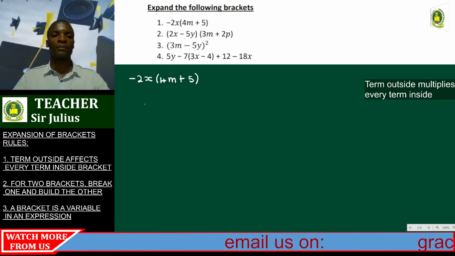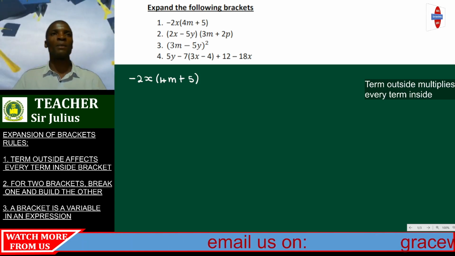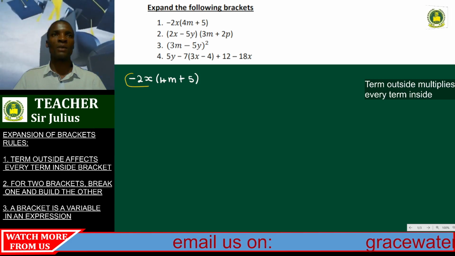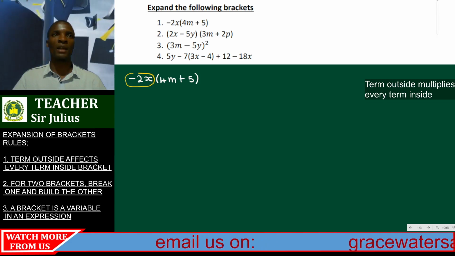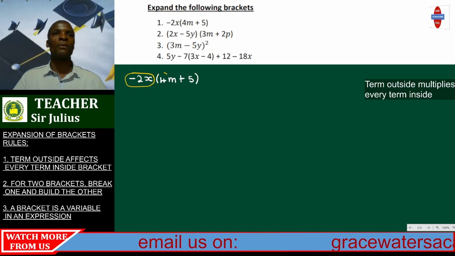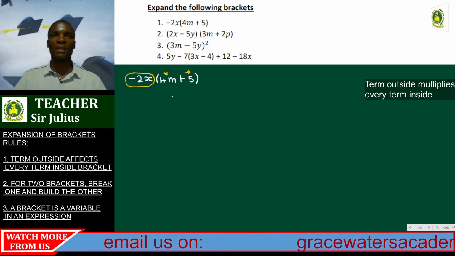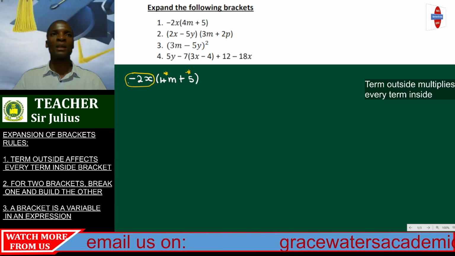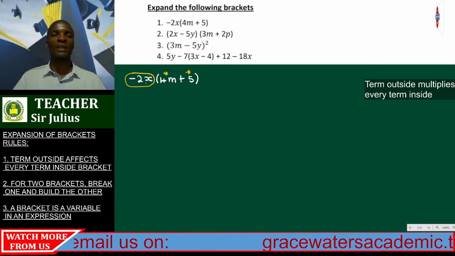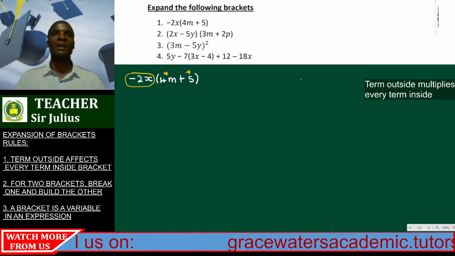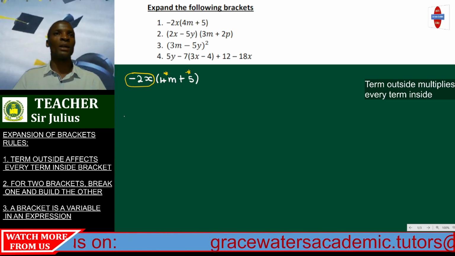Okay, so what we have as the term outside here is negative 2x. That's the term outside the brackets, as you can see. Okay, and then 4m and plus 5 are the terms inside the brackets. So this means this negative 2x is going to multiply every term inside. That's the rule. Let us look at it.